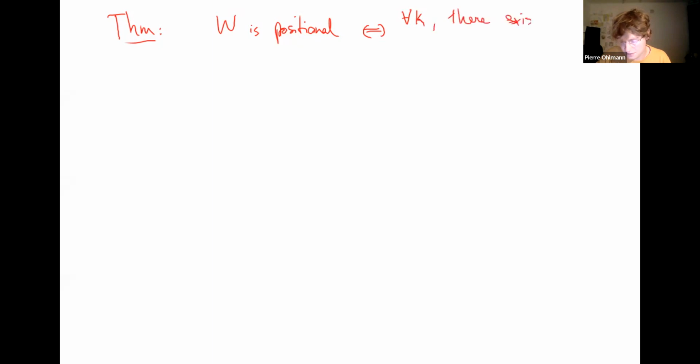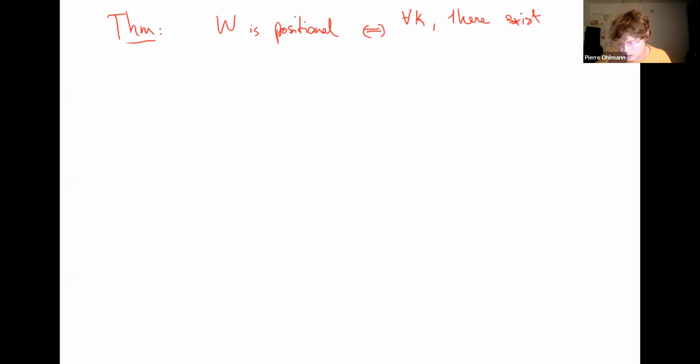So let me write again the theorem. So the theorem is that W is positional if and only if, I hesitate. Okay, let's, I'm going to write another version of the statement where I'm not talking about graphs defined over all ordinals. So I'm going to write the safe version. So for all kappa, there exists, so this is the real formal statement maybe.